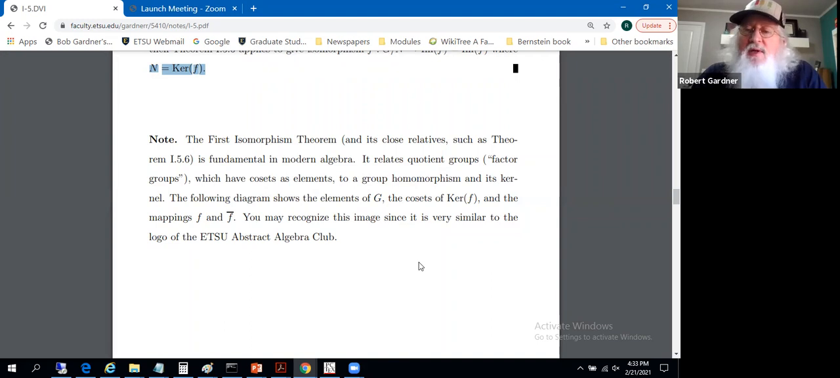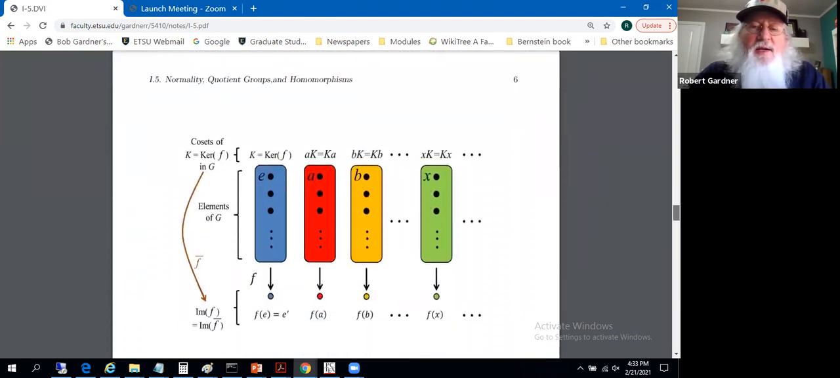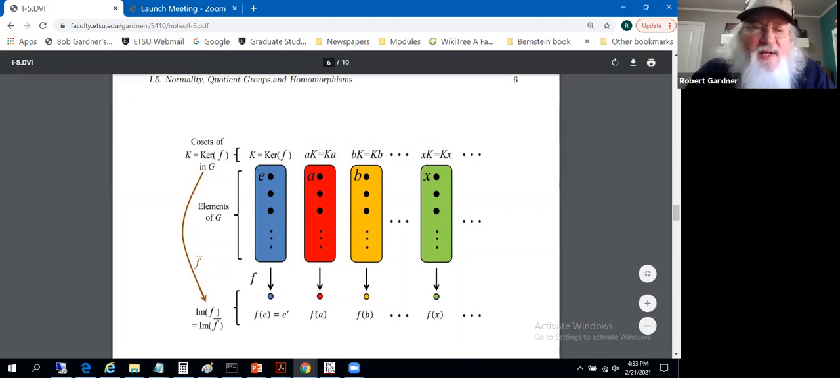I've got a diagram here to illustrate where F and F bar are, where the quotient group is, where the elements of group G are. And we get the following image. It might remind you, if you're familiar, of the ETSU Abstract Algebra Club logo, which I happen to have on my hat. It's a little bit different. The logo was designed around Fraleigh's presentation of this material, and this is a little bitty bit different.